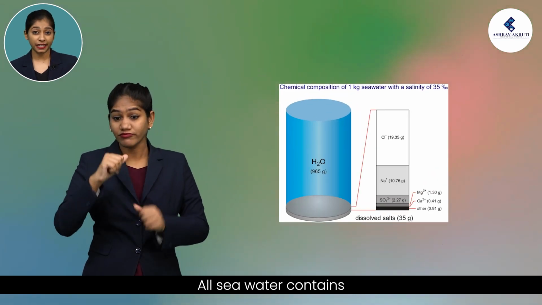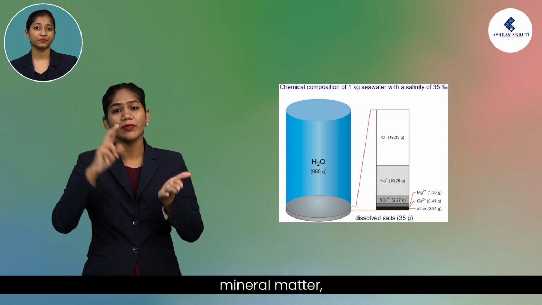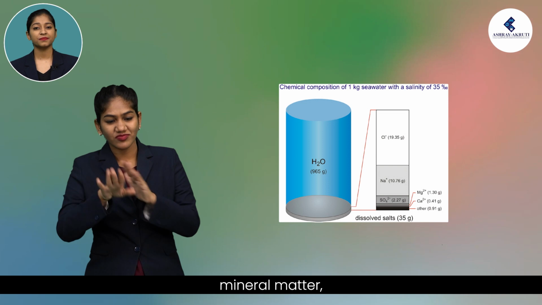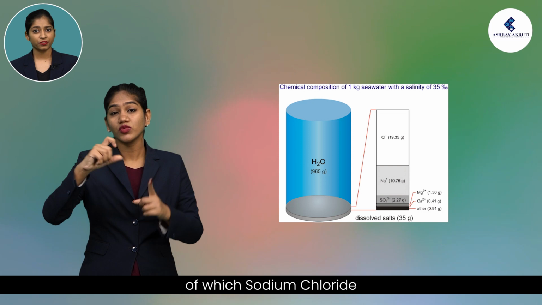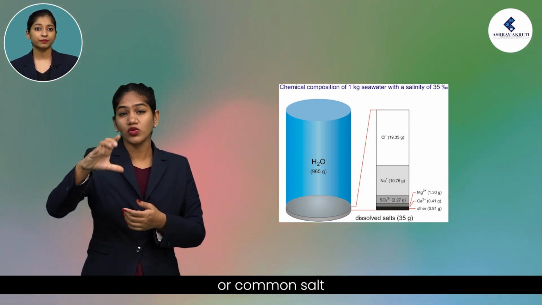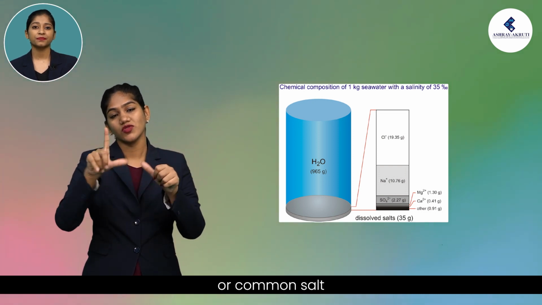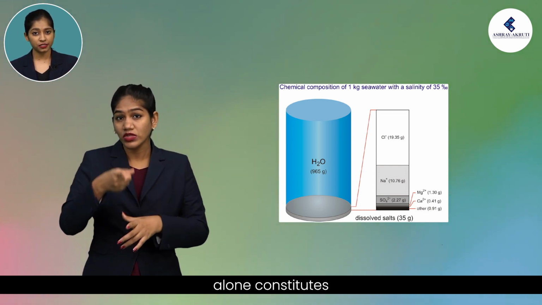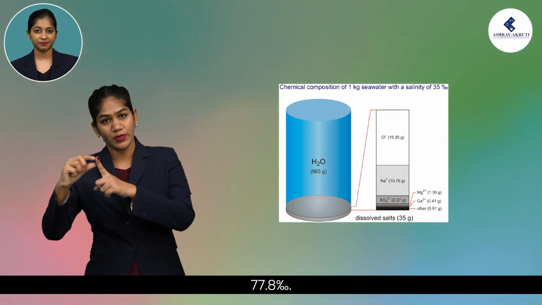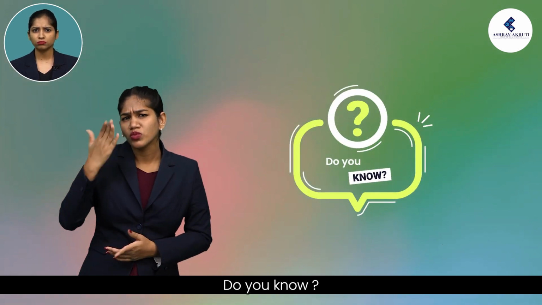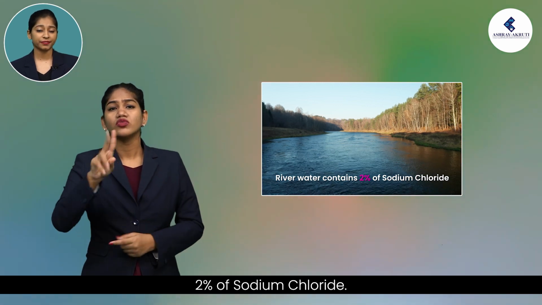All seawater contains large amounts of dissolved mineral matter, of which sodium chloride or common salt alone constitutes 77.8 ppt. Do you know? River water contains 2% of sodium chloride.